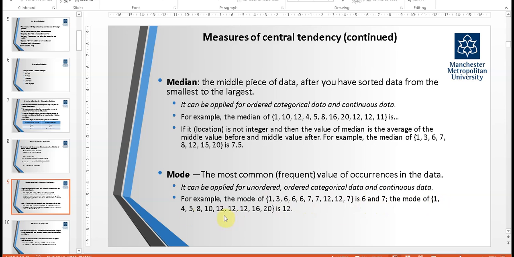And in case of the 1, 4, 5, 8, 10, 12, 12, 12, 16, 20, only 12 has appeared 3 times, then the mode is 12. You might think that the mode is not accurate in terms of interpreting the central tendency, but mode is actually a very important notion when we start to deal with categorical variables. We'll talk about continuous and categorical variables in later videos.